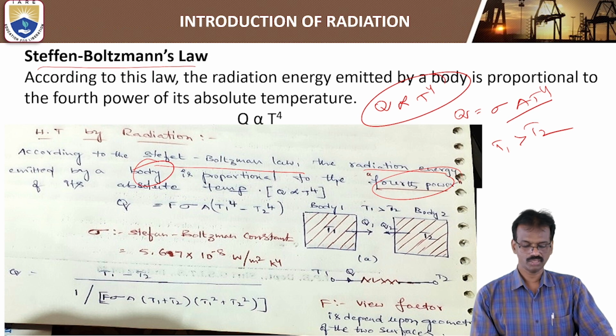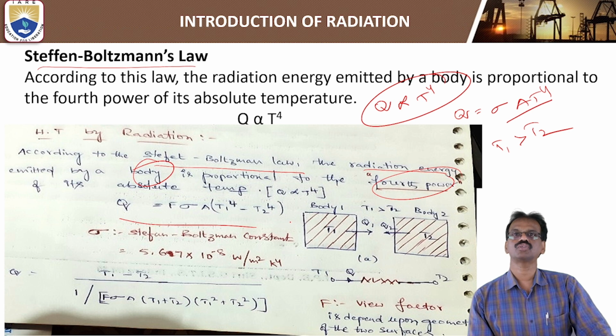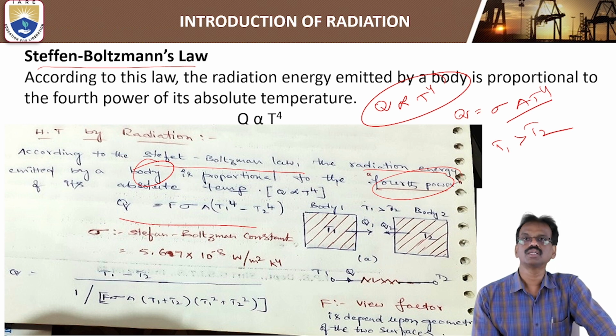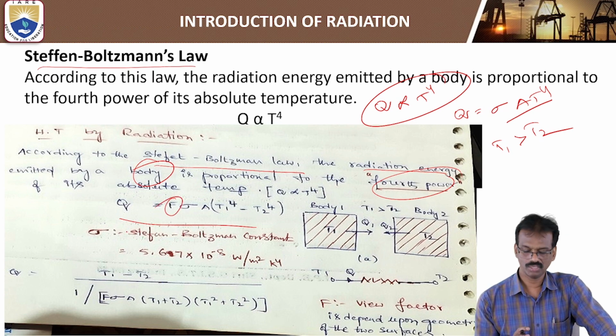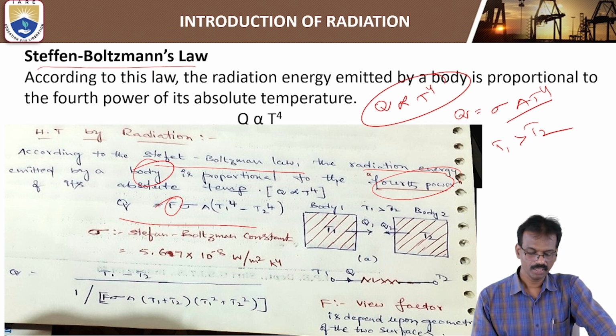In this case, the formula for the Stefan Boltzmann law is: rate of heat transfer is equal to F into sigma A into (T1 to the power of 4 minus T2 to the power of 4). Here F is the view factor. It depends upon the geometrical positioning of the plates.